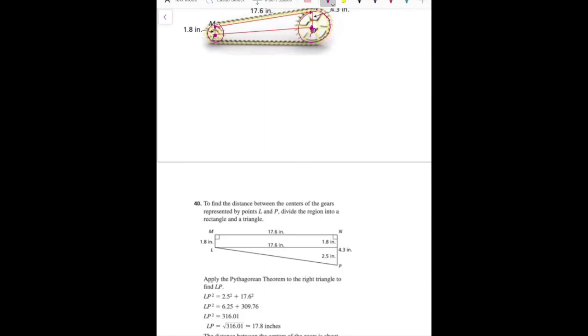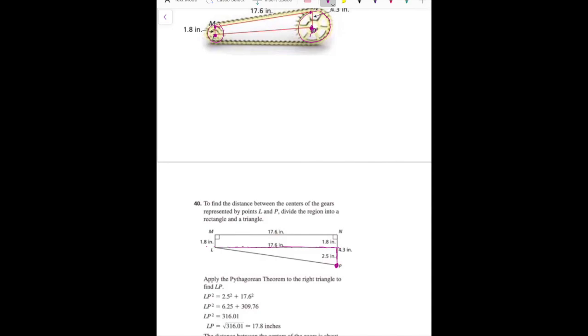Like I said, to find the distance between the centers of the gears represented by the points L and P, divide the region into a rectangle and a triangle. That is not quite seen here, since this is a bigger circle. So this is the center of that circle. So if I drew a straight line like this, I will get a rectangle and a triangle. So this is 1.8 inches and this is 17.6. So this is also going to be 17.6.